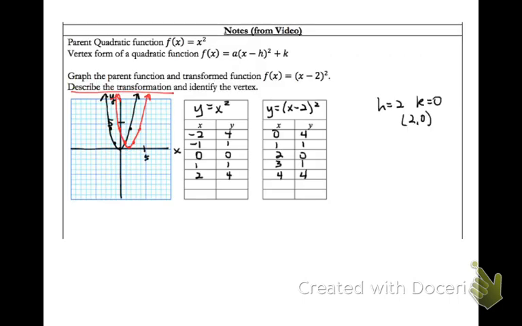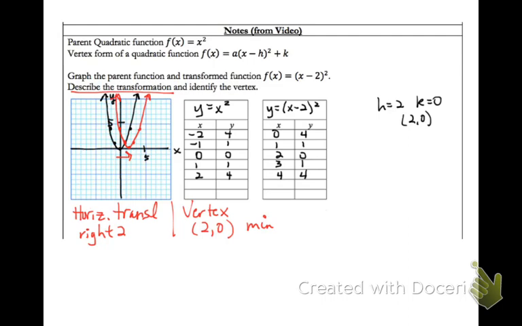So you can see by looking at the graph that the red graph has shifted 2 to the right. So we're going to call this a horizontal translation to the right 2. And then we've been asked to identify the vertex, which we did earlier when we started graphing, but we'll just write it here. Our vertex, and in this case, our vertex is a minimum. It is the lowest point.